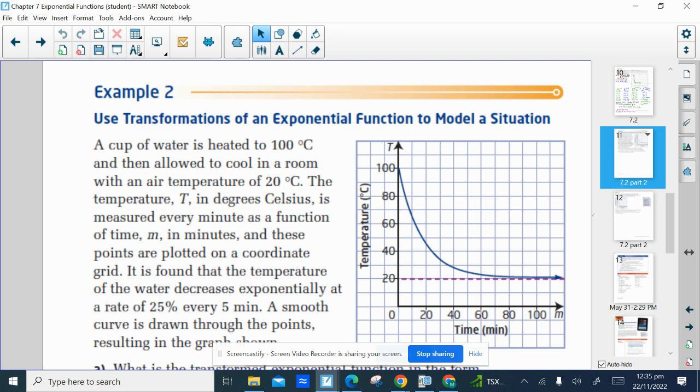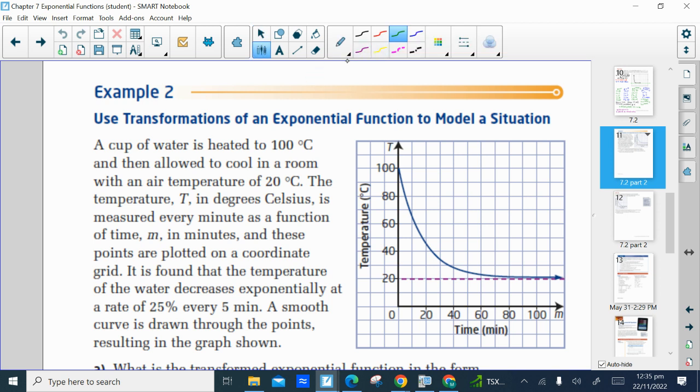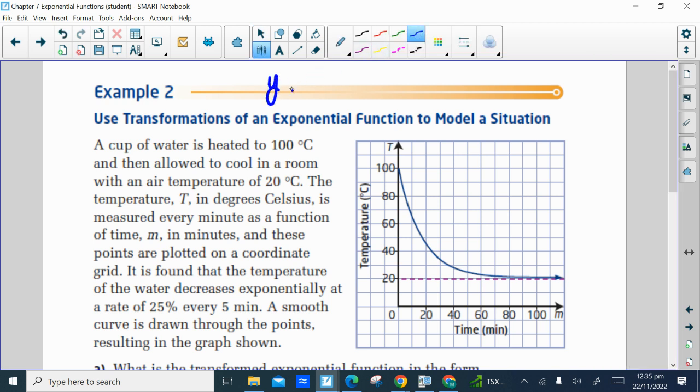So on the diploma exam, on the formula sheet, there is a formula given for exponential growth and decay. And that formula is y equals a times b to the power t over T. That's the formula that is on the formula sheet.